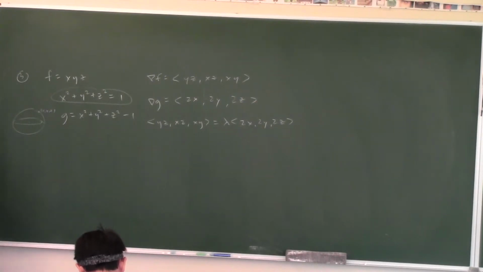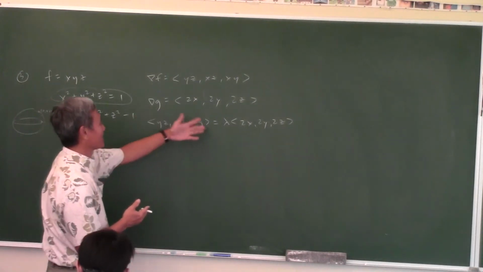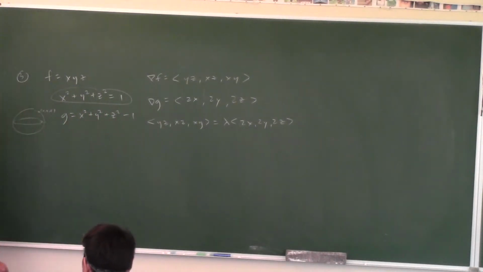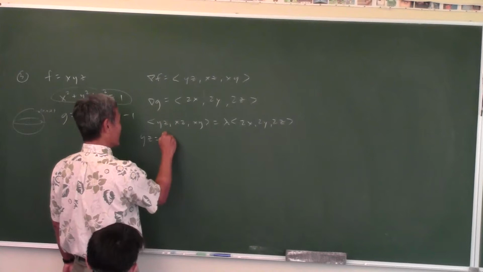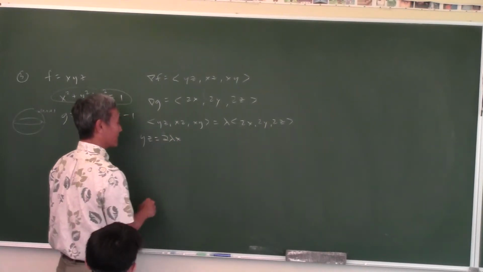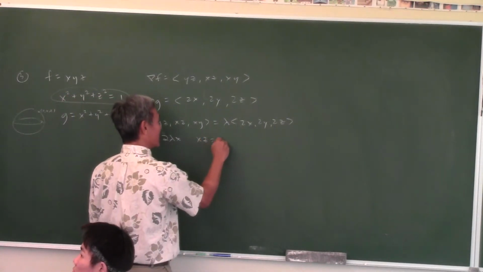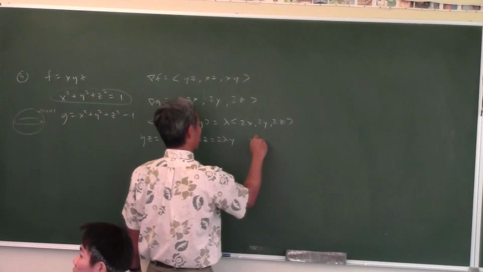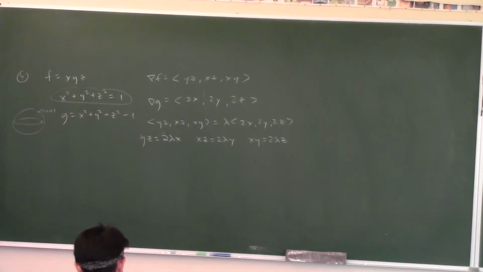So the theorem says the vectors need to be collinear. In other words, one has to be a multiple of the other. So this has to be true in order to get a maximum or a minimum. So why don't we break it down by component? Therefore, yz got to equal 2 lambda x, correct? If you just look at the x components. And the y component, xz got to equal 2 lambda y, and then xy got to equal 2 lambda z. Now you have to find some way of solving these three equations.